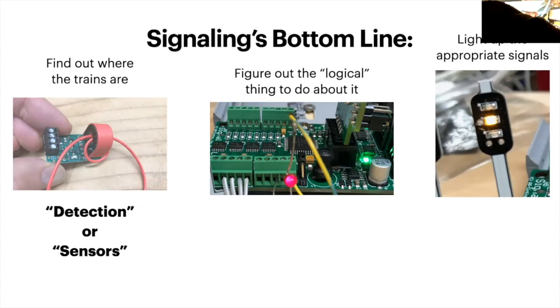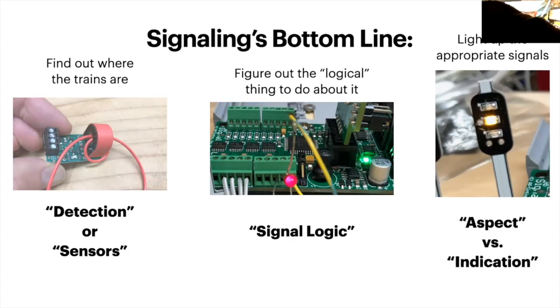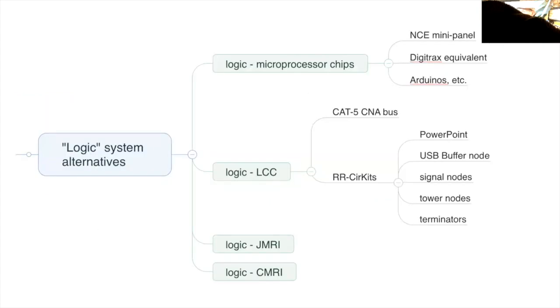Sometimes detection is called sensors and the electronics is called signal logic. And there are all kinds of words for the appropriate signals. Aspect tends to mean which light is lit. And indication tends to mean what does that tell the locomotive engineer? In this case, a yellow light tells it to approach at medium speed. So now let's look at the question of how to accomplish the logic.